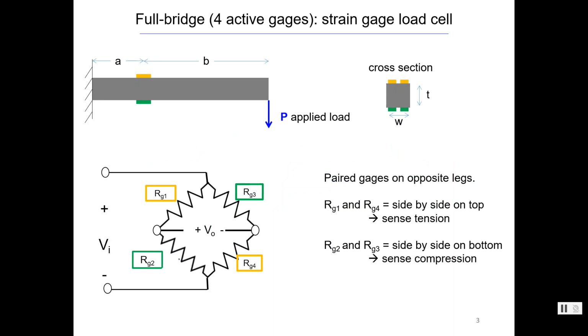There's a lot of info on this slide. Let's start up here. So we have a cantilevered beam, we have a base on one end, and then the load on the other end. And at some distance A out, we have 4 strain gauges. So in this view, you see them here. Then in this view, you see that there are 2 on the top and 2 on the bottom. And then the distance from those to the load is B.